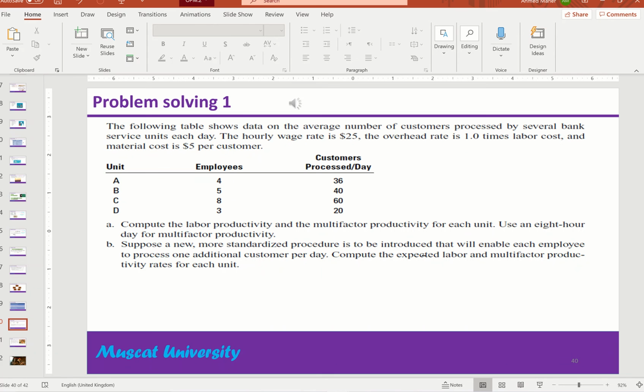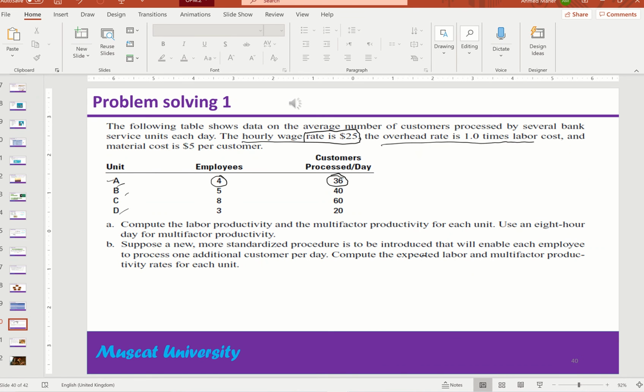We have a number of employees and four units: unit A, B, C, and D. Each unit has a number of employees serving a number of customers. So the input is employees and labor time. The output is the number of customers being processed or served. What information do we have? The hourly rate, $25 per hour.